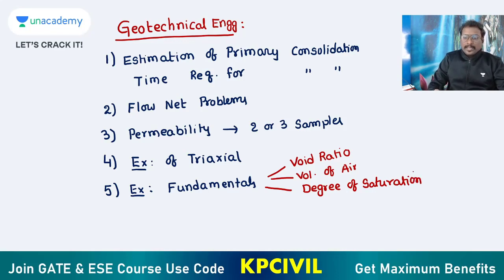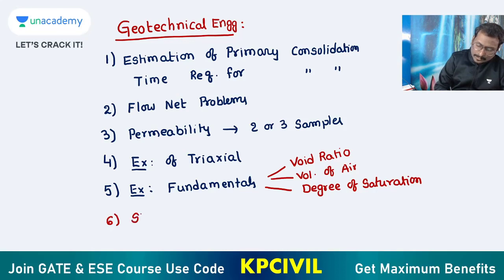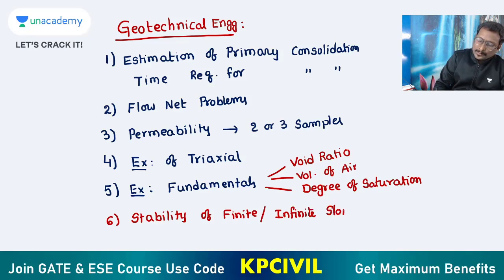Then stability of finite or infinite slopes. Last one. Stability of finite or infinite slopes. So if you finish these 6 concepts, what I have given, you will get a minimum of 6 marks.